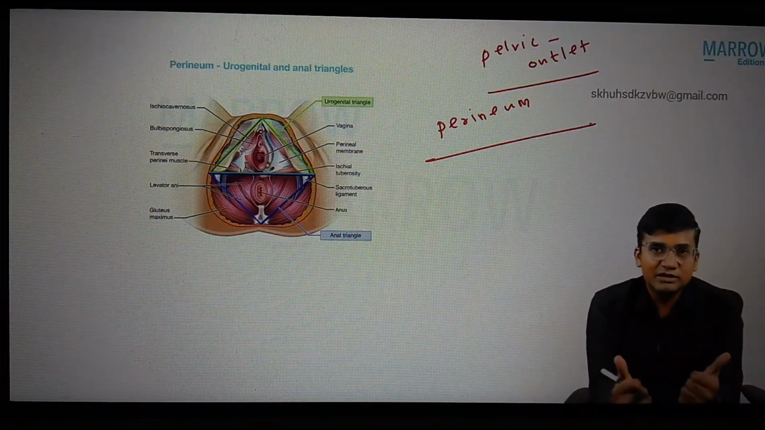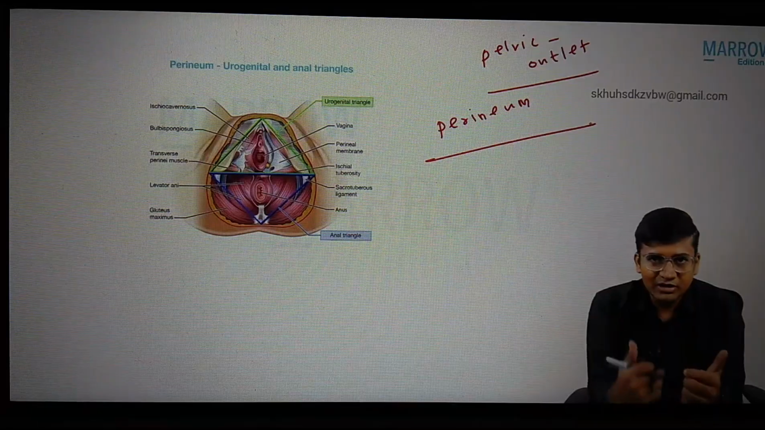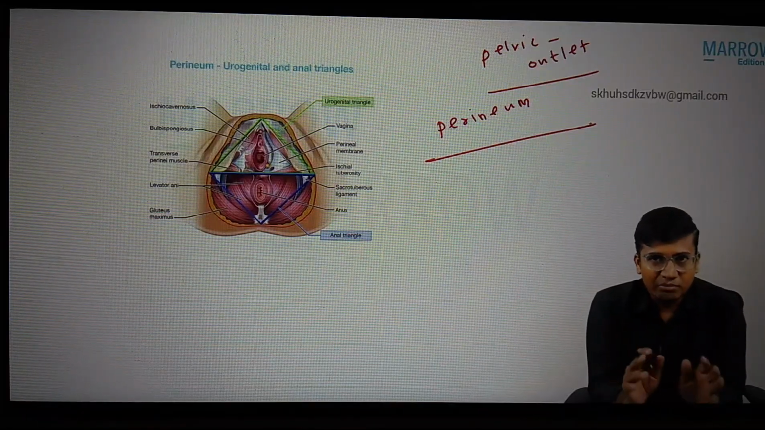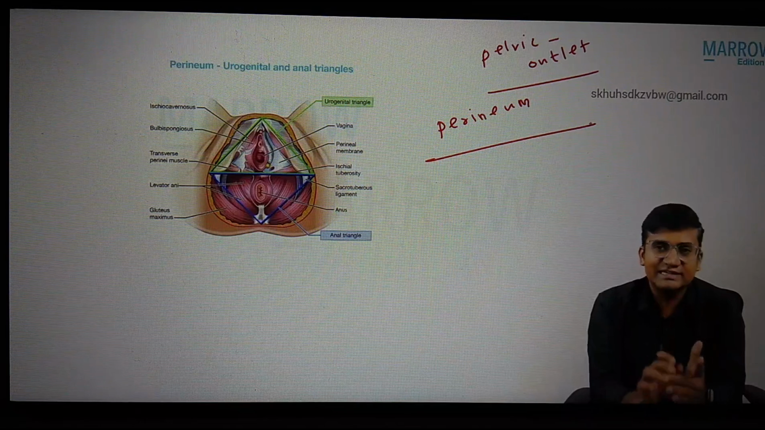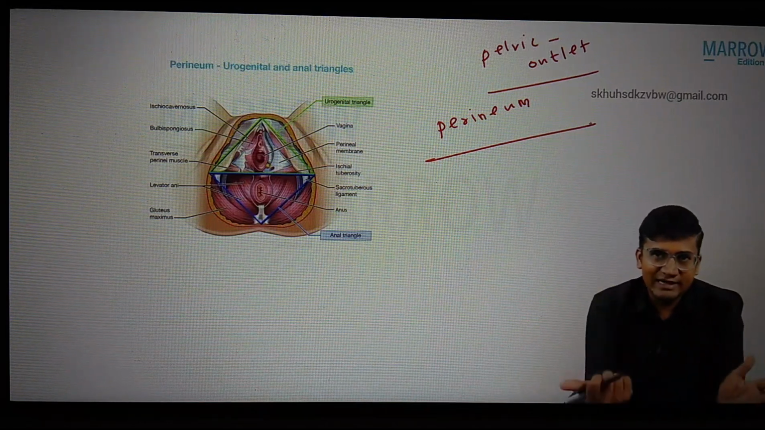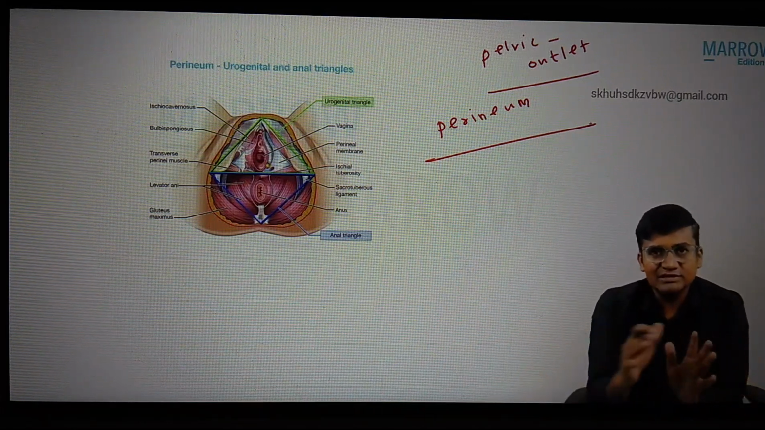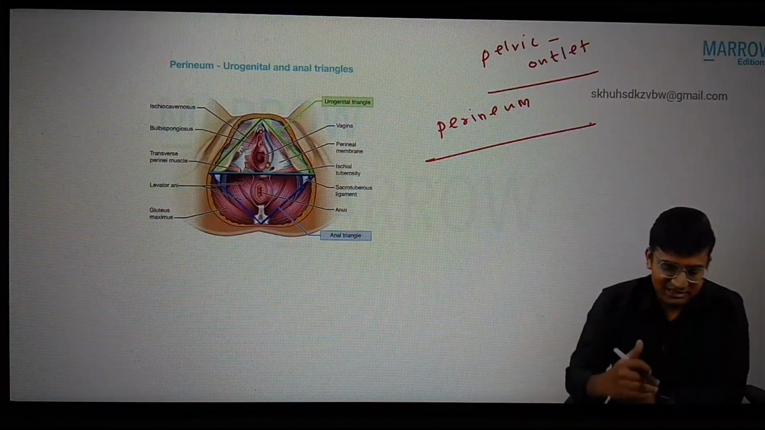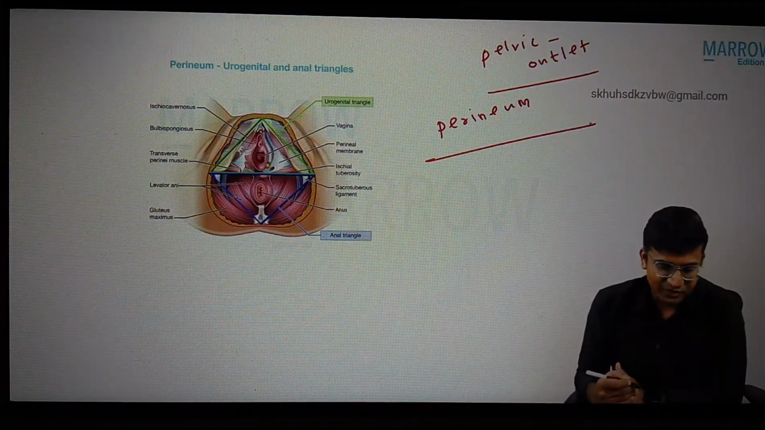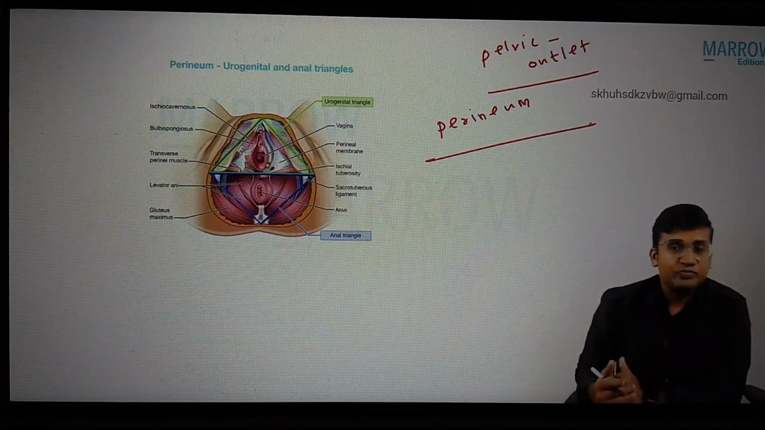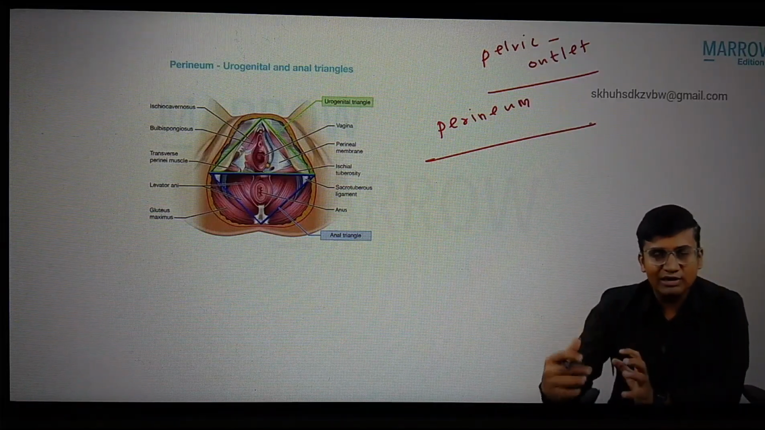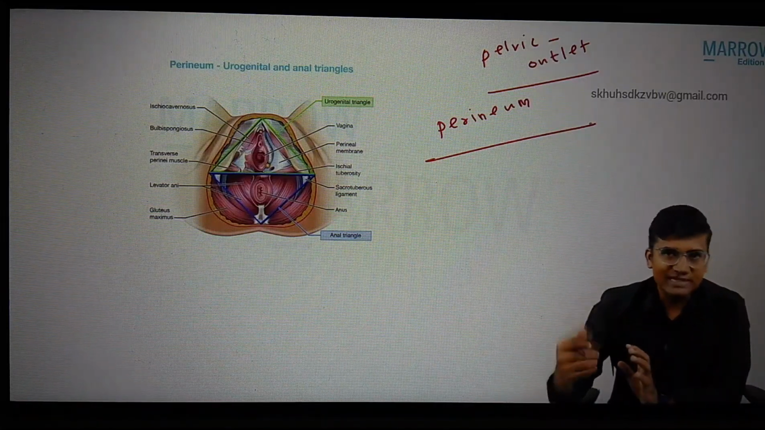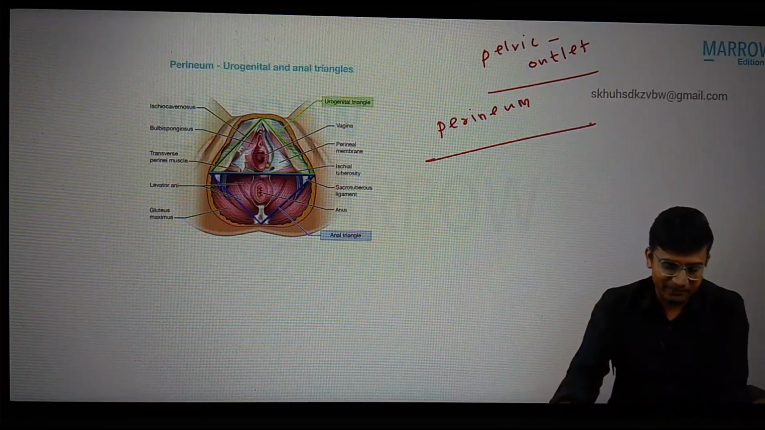Main module, a very important module for the PG entrance exam. Very often we are getting questions, minimum 2 to 3 questions in the exams: INICET, FMGE, NEET. Either they give direct anatomy questions or they can club them with the relevant surgical and clinical aspects. Now see the diagram. I told you the pelvic outlet is called the perineum. Next we're going to see the boundaries of the perineum.